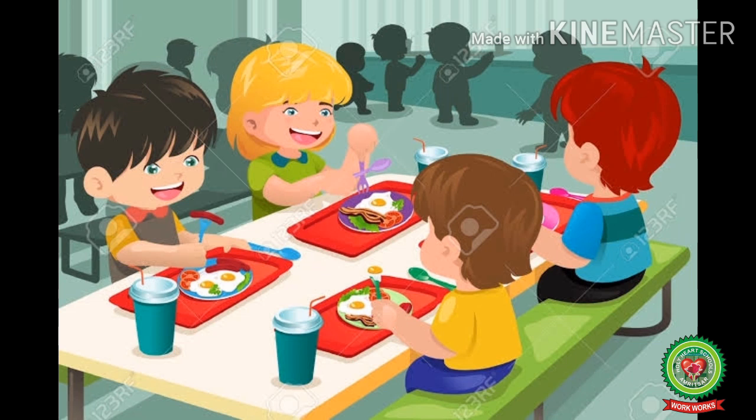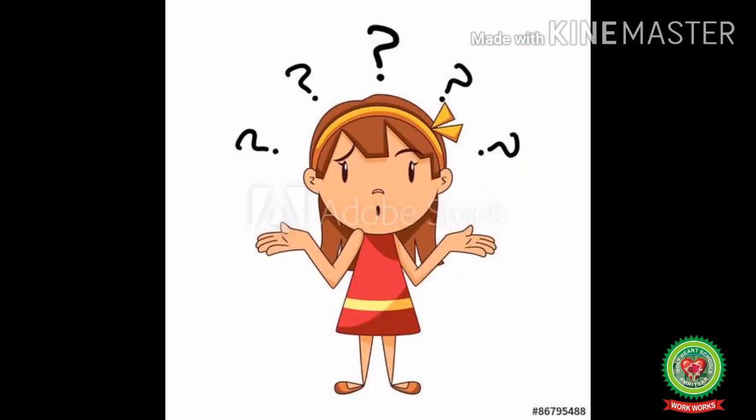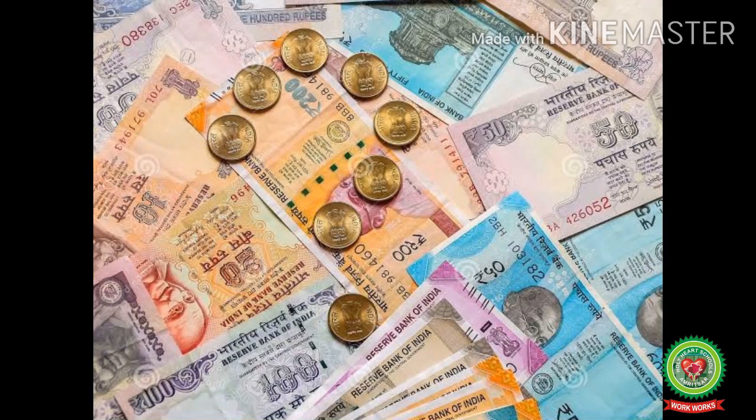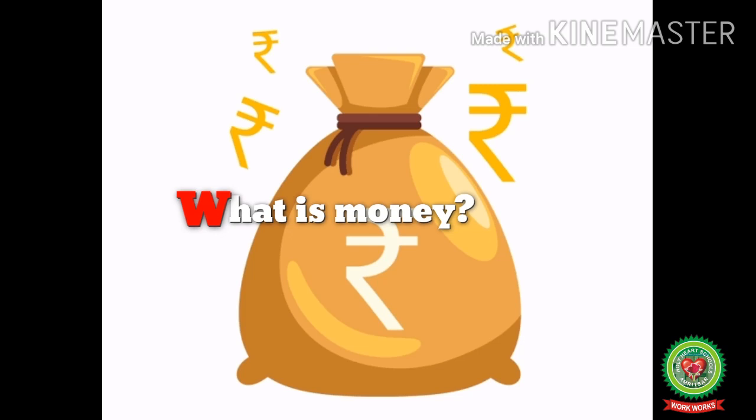It is recess time in school and everyone is having their lunch. And Sarah wants to buy some snacks from the school canteen. What will she need to buy snacks? Yes, you are right. She will need money. So kids, what is money? We know that money is required to buy or sell anything.